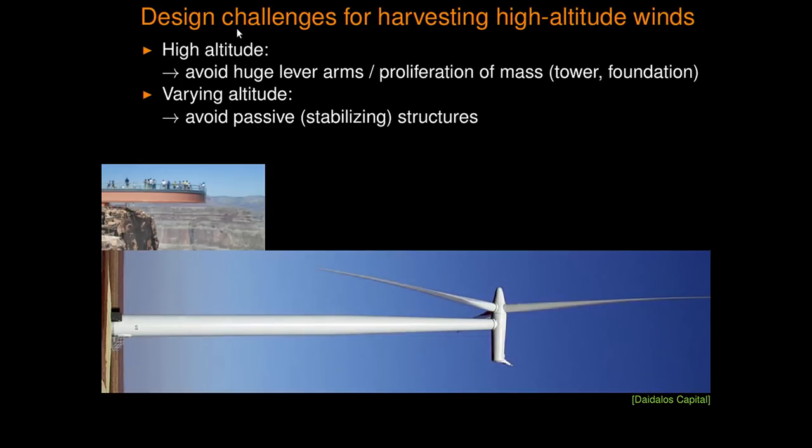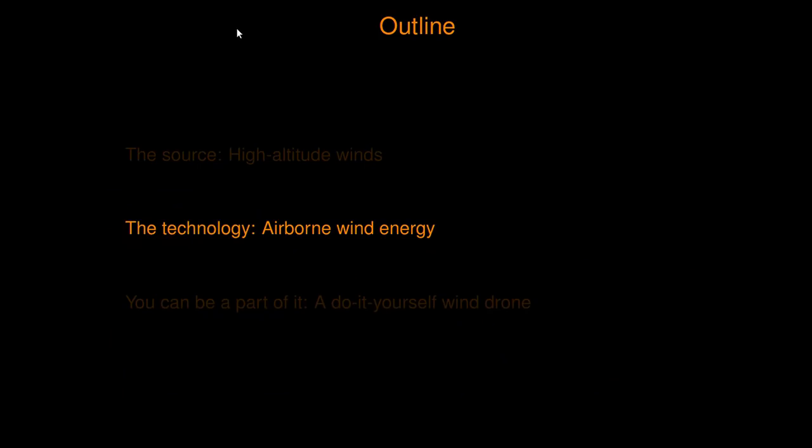Just as an example here, this is the Skywalk in the Grand Canyon, and this is already a quite scary lever arm which you have. And if in comparison you take your modern wind turbine, rotate it by 90 degrees and compare it in size to this, you can see what kind of torque will act on the foundation. So this is already a very big piece of technology you have here. So we have to do better.